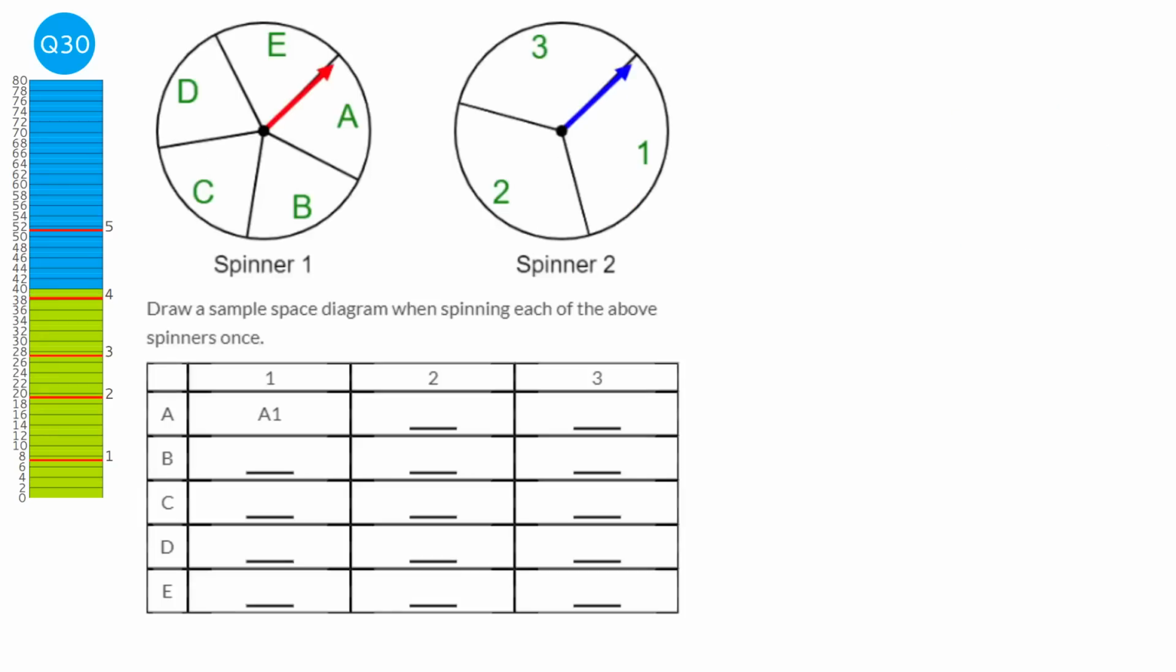A sample space diagram is basically a diagram that shows all the outcomes, and we've got the outcomes from spinner 2 at the top, so either 1, 2, or 3, and we've got the outcomes from spinner 1 down the side, so A, B, C, D, or E. And we're just writing down all the combinations. So this will be A2, A3, and then this will be B1, C1, D1, E1, and this will be B2, C2, D2, E2, and this will be B3, C3, D3, and E3. And this represents all the possible outcomes you can get from both spinners.